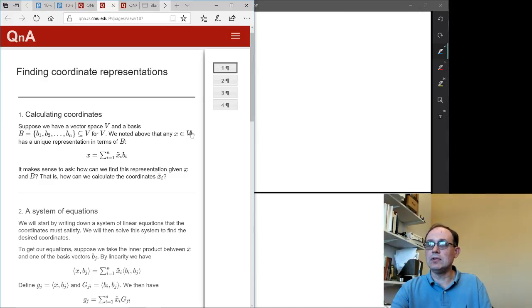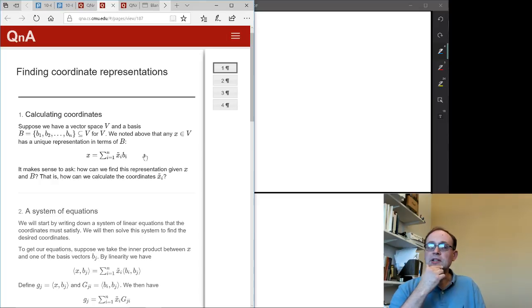So saying that in a shorter way, a basis is a maximal, meaning largest possible, linearly independent set of vectors in our vector space. And the important property of a basis is this one. Every vector in our vector space has a unique representation as a linear combination of basis vectors.